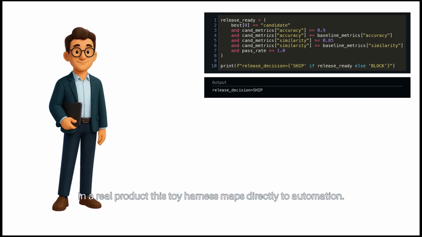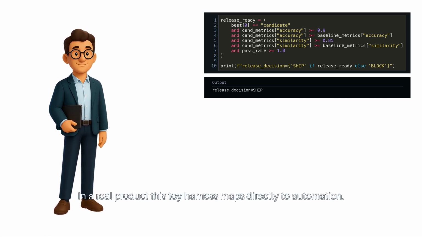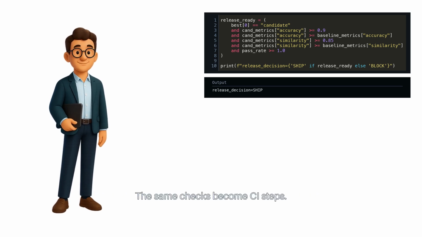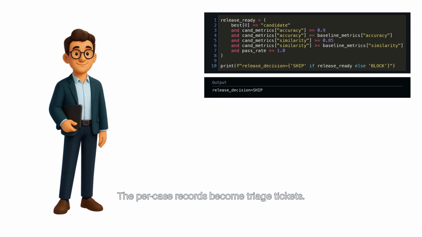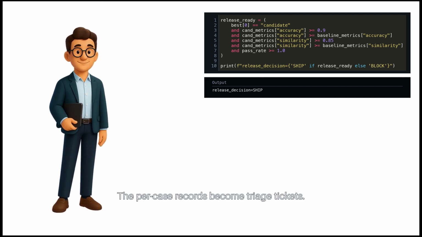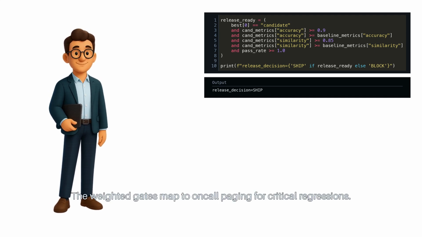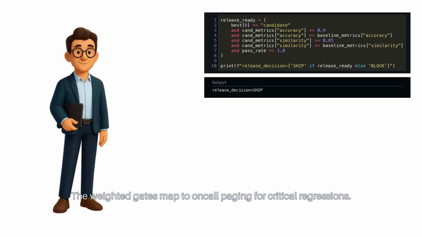In a real product, this toy harness maps directly to automation. The same checks become CI steps. The per case records become triage tickets. The weighted gates map to on-call paging for critical regressions.